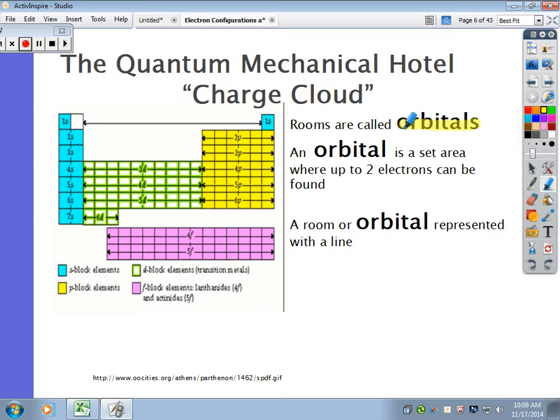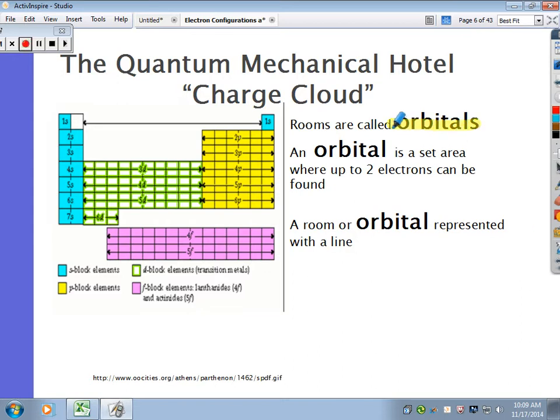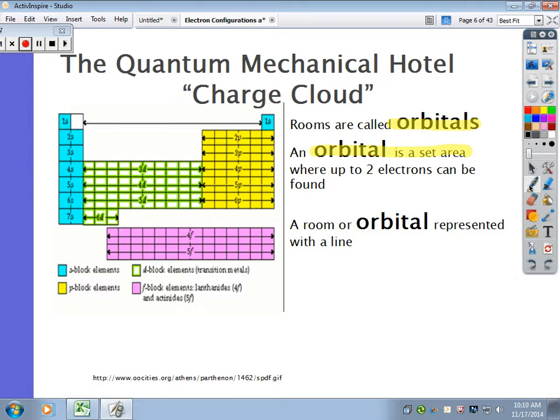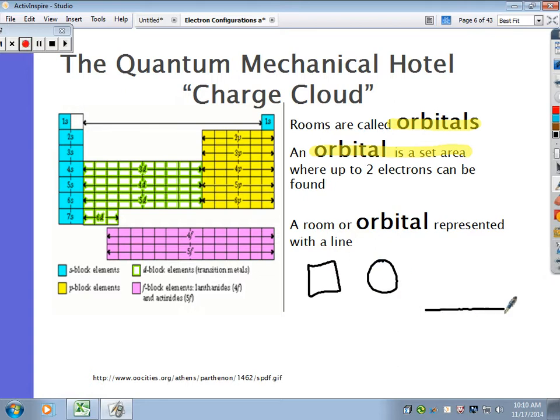So this orbital right here is a key term. An orbital is a set area, okay, it's an area, not a path, like the Bohr model, where up to 2 electrons can be found. That means I can put 0, 1, or 2 electrons. And we're going to represent a room with a line. Some people online represent it with a box or a circle. We're simply going to represent it with a line. And so this is going to be our room or our orbital.